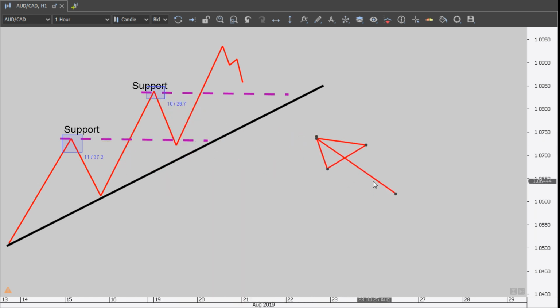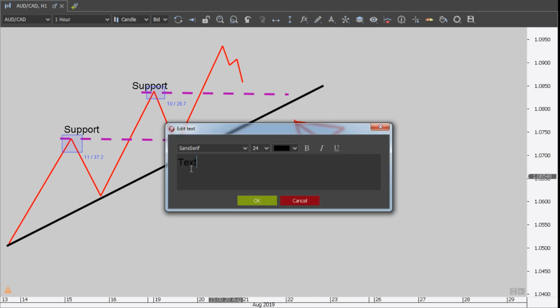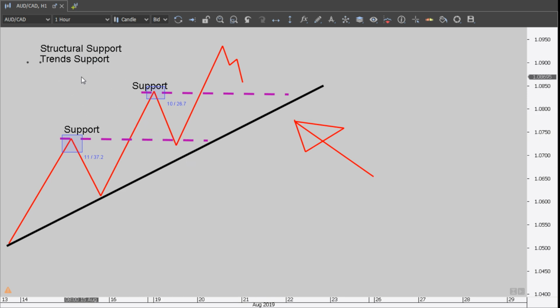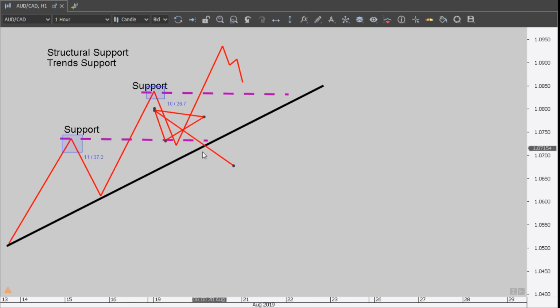So this is support, right? Okay, now we have structural support and we have trend support. Okay, we learned about structure, everybody, and we learned about trends, and we learned about how short-term trends appear inside the structure. So we are learning what is support. Remember that you have structural support and you have also trend support.